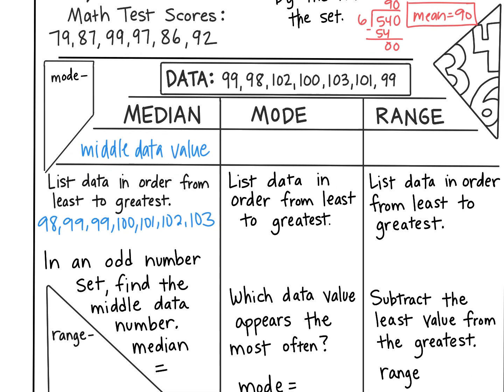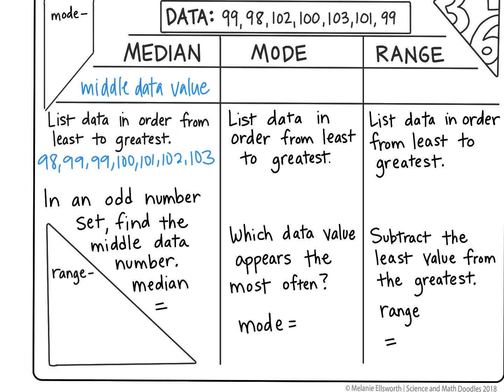All right, in an odd set, then, okay, let me go back, hang on. So after I write them all in order, the median, again, is the middle data value. So what do you think my median is going to be?